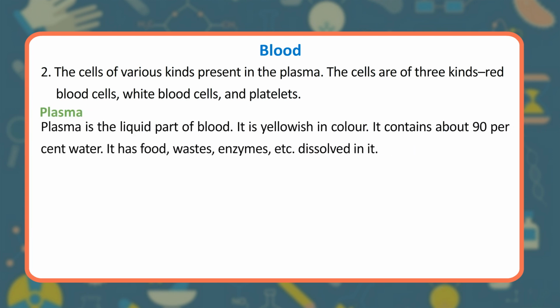Plasma. Plasma is the liquid part of blood. It is yellowish in color. It contains about 90% water. It has food, wastes, enzymes, etc. dissolved in it. Red blood cells, RBCs.